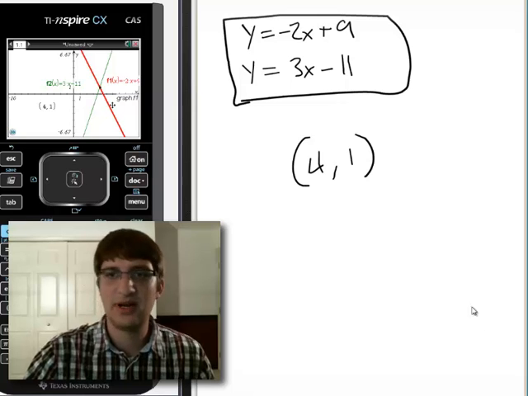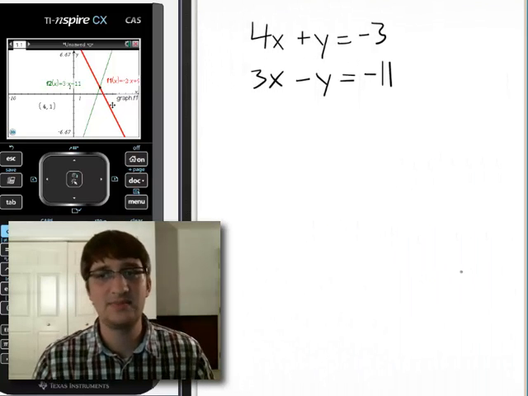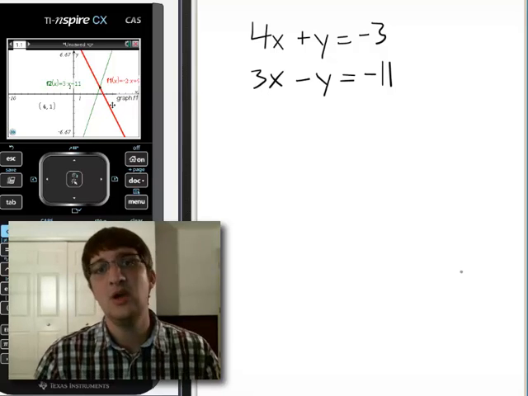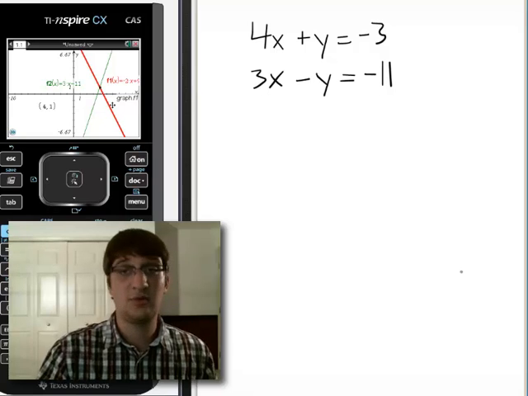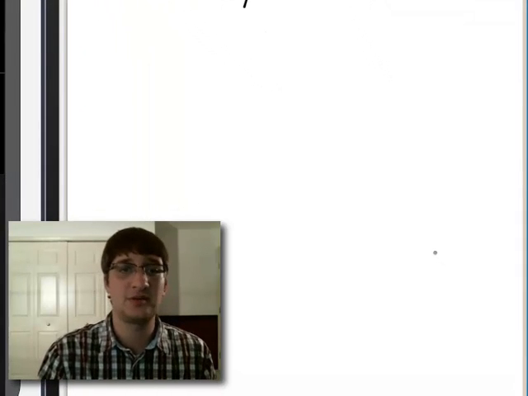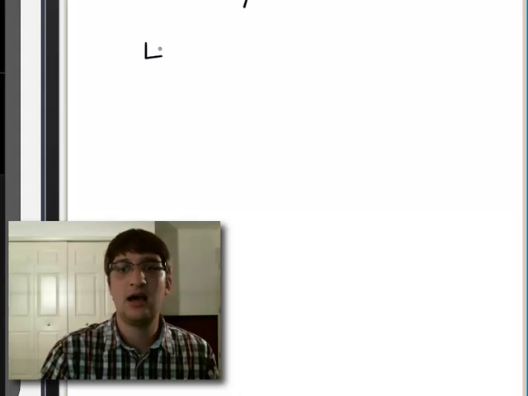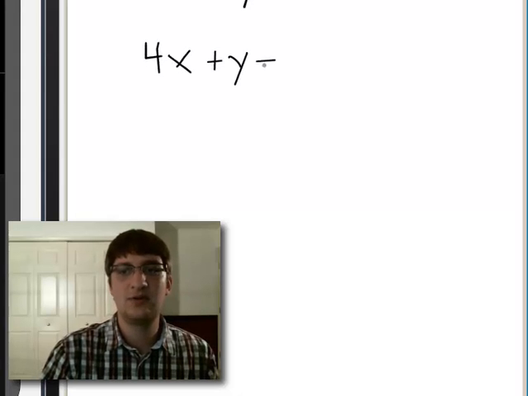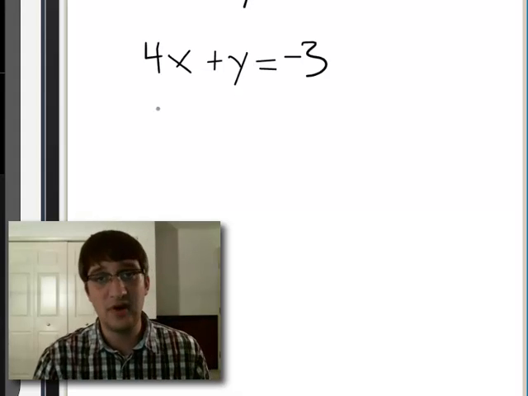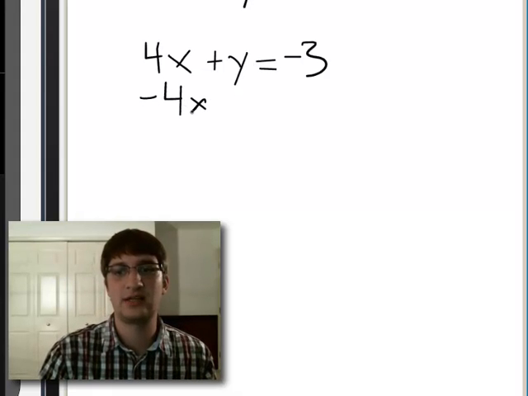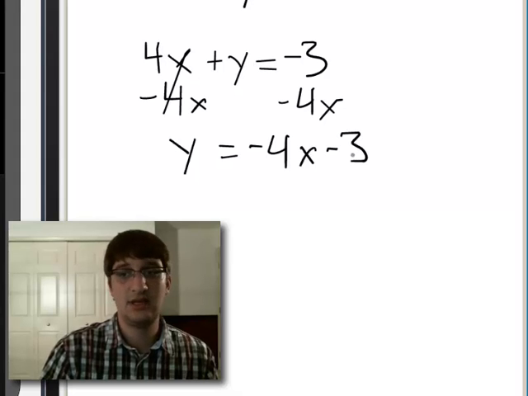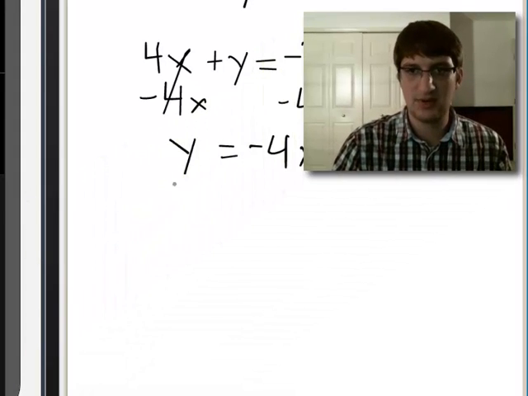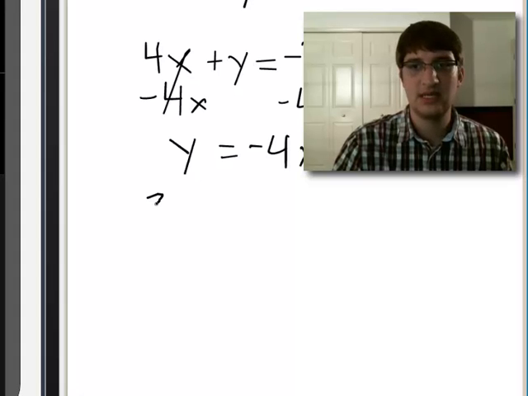The next problem is not going to be as nice because y isn't already solved for. We need y to be solved for before we enter it into the calculator. Let me start with the top equation, 4x plus y equals negative 3. The thing that needs to move over is the 4x, so I'm going to subtract 4x from both sides. That cancels, and I end up with y equals negative 4x minus 3 for my first equation. For the second equation, I'm going to have to do a couple of steps to get y by itself.